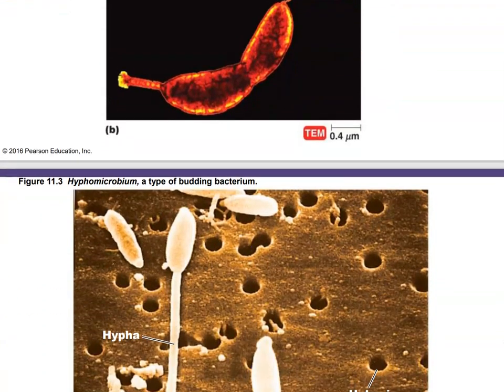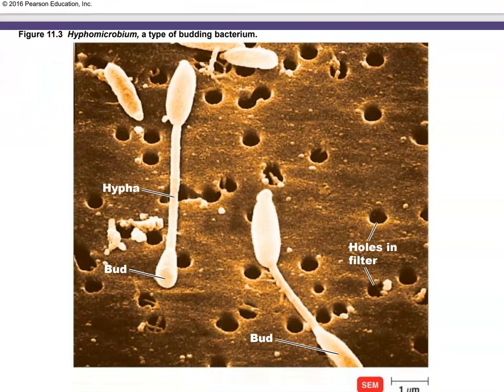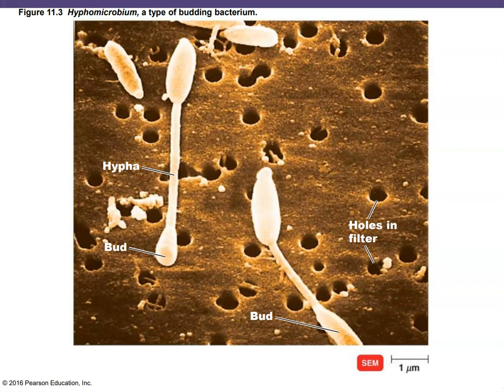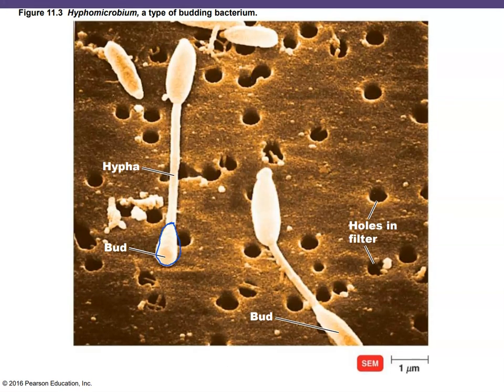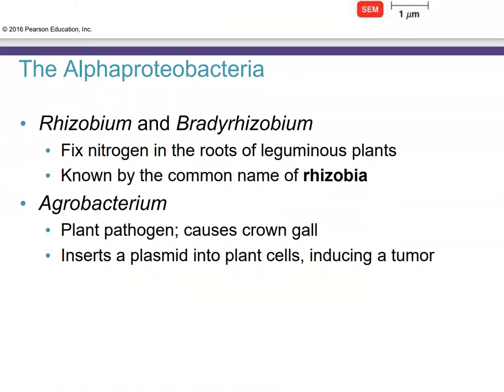And here's another example, Hyphomicrobium, a type of budding bacterium. You can see how there's a bud coming off. So a bud is like a little one coming off here, and eventually it may even stay on or it pinches off. Okay. More alpha proteobacteria, Rhizobium, Bradyrhizobium.